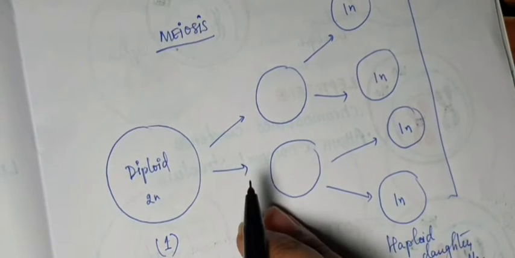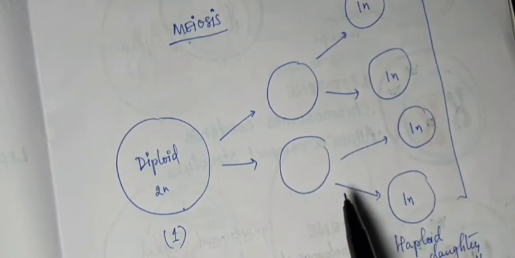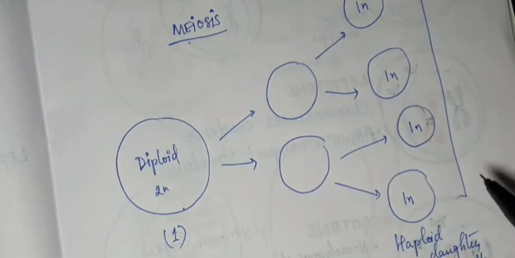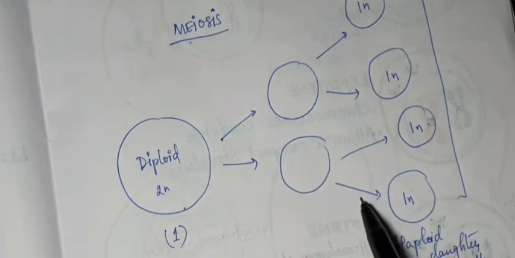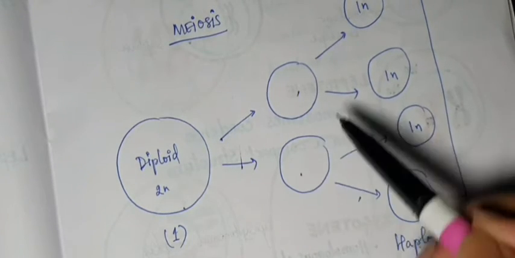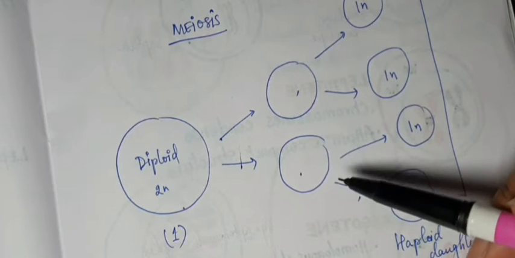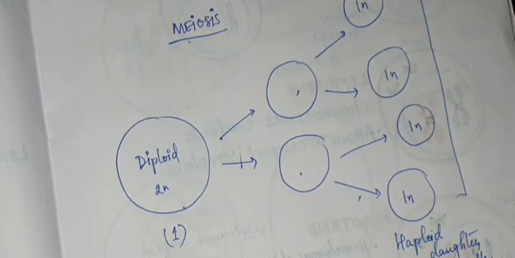Meiosis is a type of cell division where one diploid parent cell undergoes 2 divisions to give 4 haploid daughter cells. So we have 2 steps in meiosis. There's meiosis 1 and meiosis 2. The diploid parent cell undergoes meiosis 1 and produces 2 daughter cells. Then these cells synchronously undergo meiosis 2 and produce 4 haploid daughter cells.